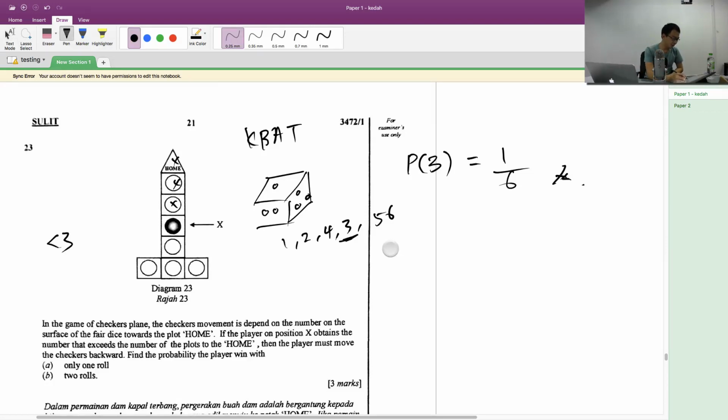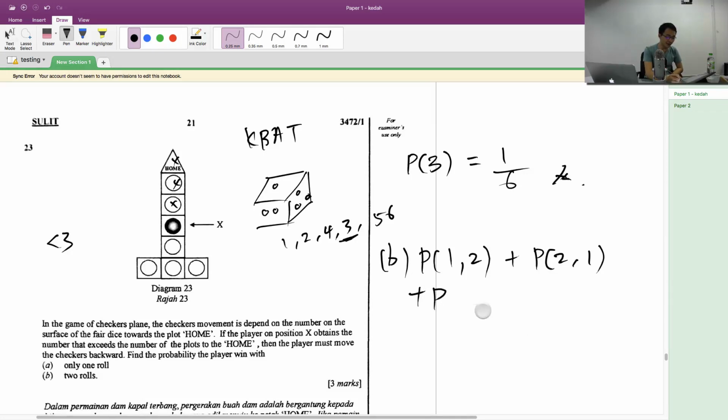B is you want to use 2 rows to actually win the game. So just assume, if I want to win the game, I will need to use 3. But then I want to move 2 rows. So what I will do is, I will assume if I get the probability 1 first, then I get 2, I will still reach home. Or, I get the probability 2 first, then 1.